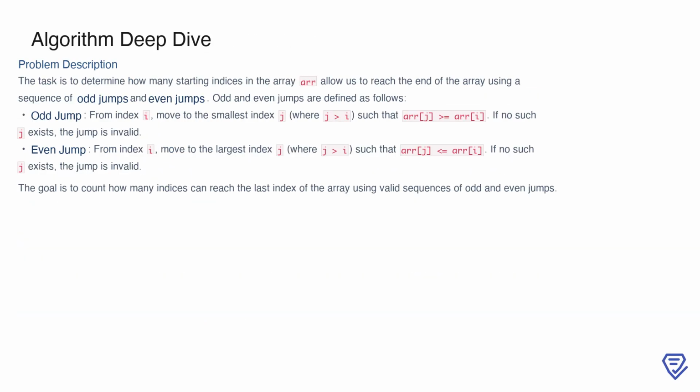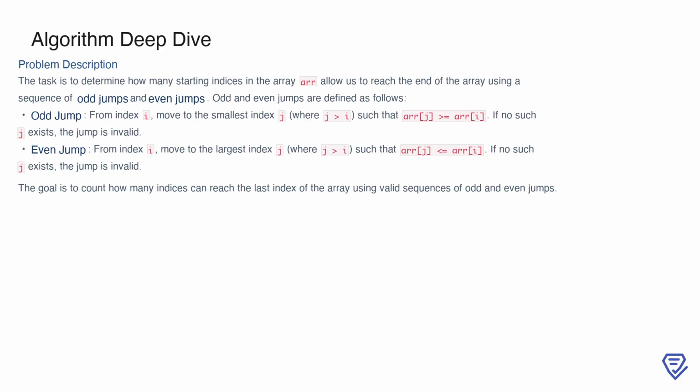In this problem, our goal is to determine how many starting indices in the array allow us to reach the last index by following a sequence of odd and even jumps. The key lies in understanding how these jumps are defined. For an odd jump, we move from index i to the smallest index j greater than i where the value at j is at least as large as the value at i.